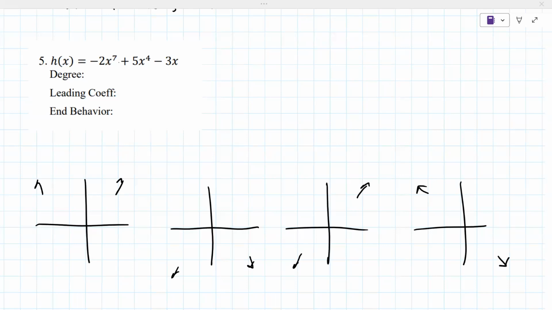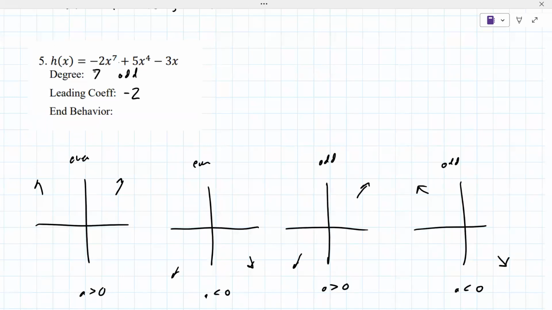Oh, here's one of those. So the degree in this case would be 7. The leading coefficient would be -2, so it would be odd. Leading coefficient is negative. So the odd ones are over here on the right. This is odd, even, even, and then leading coefficient positive, negative, positive, negative.